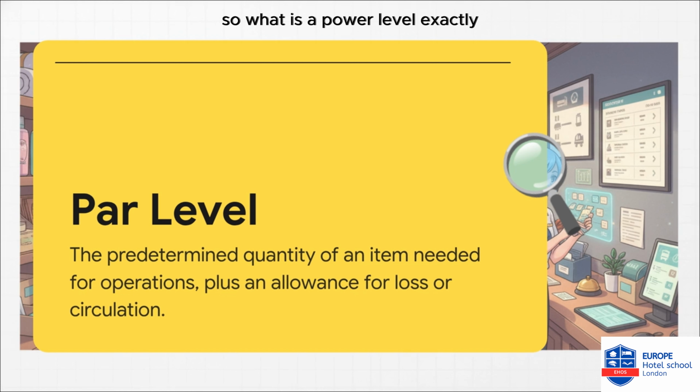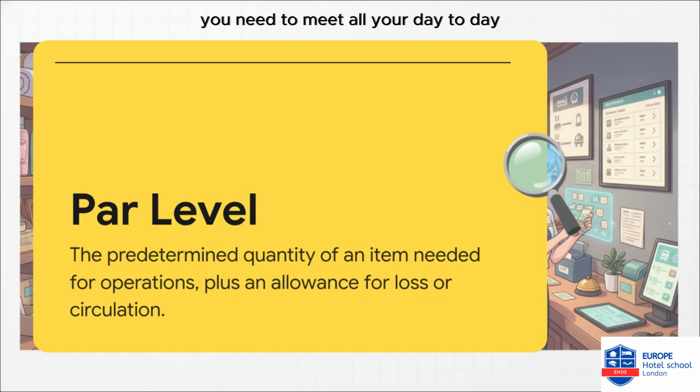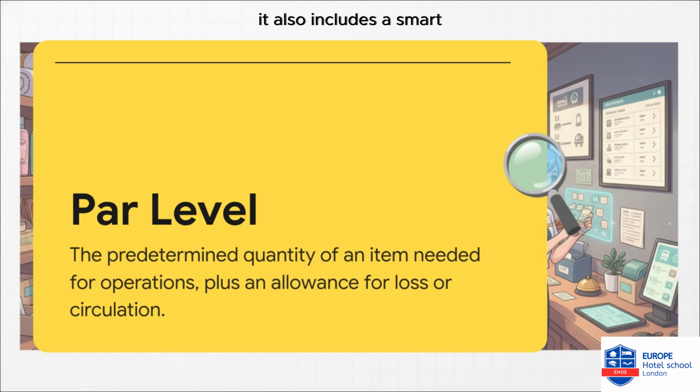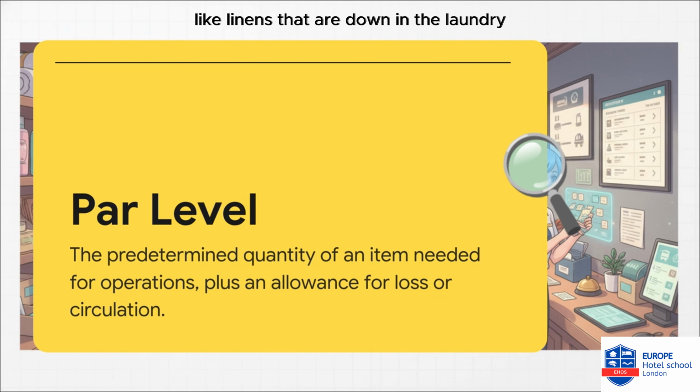So what is a PAR level exactly? Well, think of it as the perfect amount of any given item you need to meet all your day-to-day operational demands. But, and this is so important, it also includes a smart, built-in buffer for all those items that get lost, damaged, or just temporarily out of circulation, like linens that are down in the laundry.